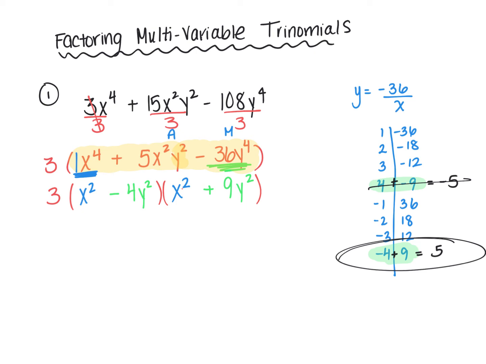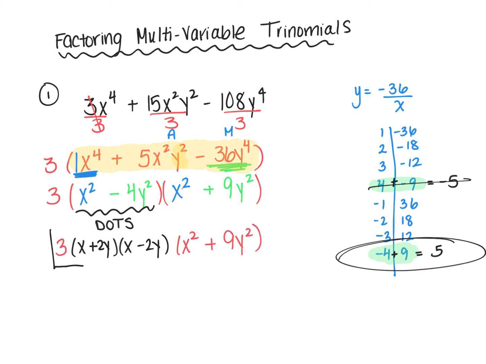That is, if there are no difference of squares. But I think I see here a difference of two perfect squares, so this can actually be broken down a little bit more. Breaking down x squared into x and x, that's going to go in the first parenthesis, and then breaking down negative 4y squared into negative 2y and positive 2y. So plus 2y and minus 2y. And we'll bring down our GCF of 3, and we'll bring down our x squared plus 9y squared. That is your final answer.